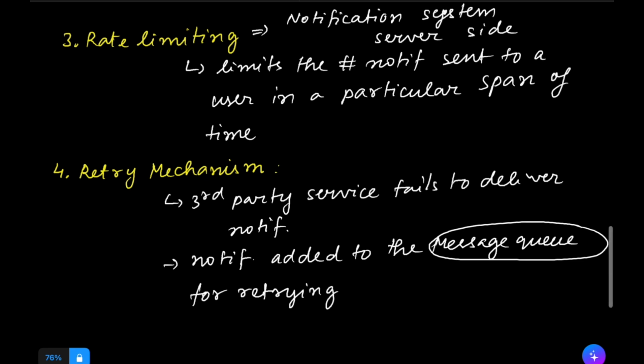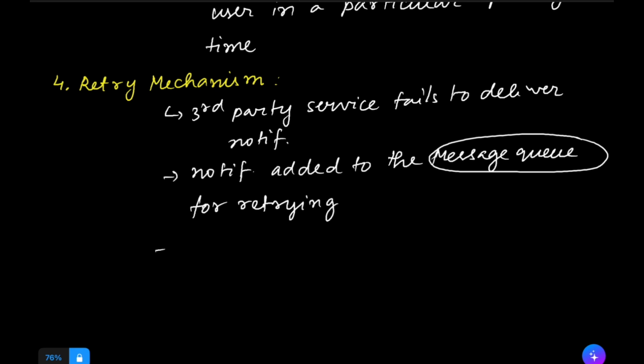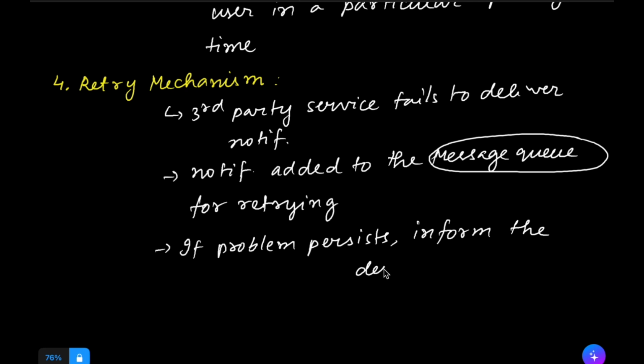And this is done for a predefined amount of time or a predefined number of recurrences, we retry sending the message. And if this problem persists for a longer period of time, then we inform the developer about this issue. So in this way we handle the retry mechanism.